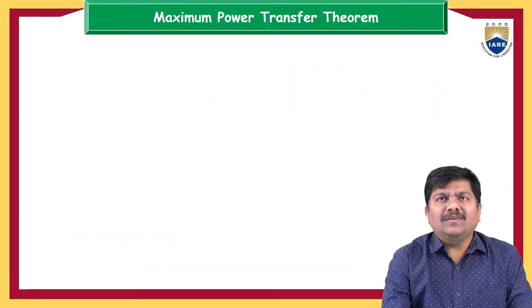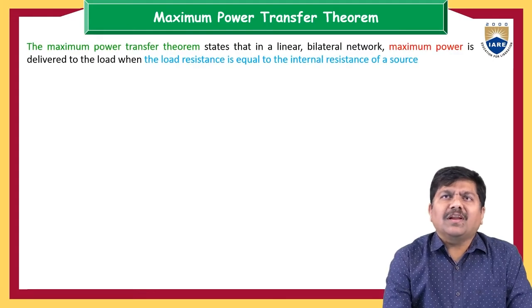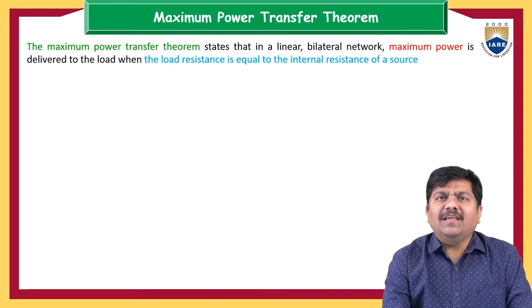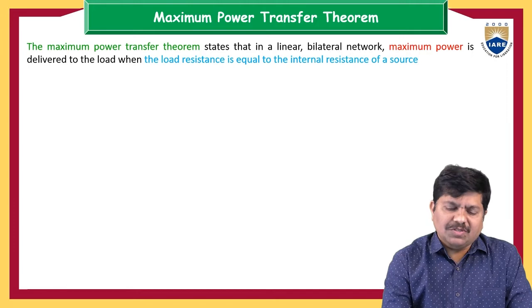So let us go back to the statement of this maximum power transfer theorem. This theorem states that in a linear bilateral network, maximum power is delivered to the load when the load resistance is equal to the internal resistance of the source.